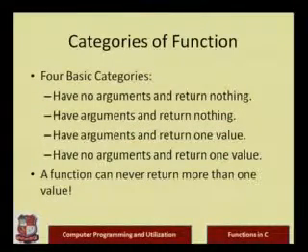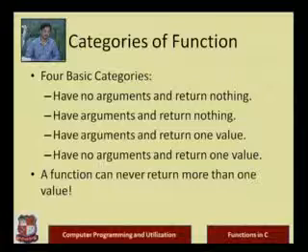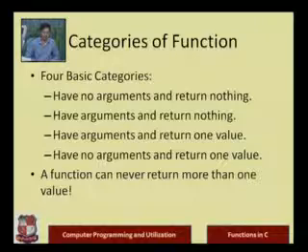Categories of the function. Generally, functions are divided into 4 basic categories. First is a function with no arguments and no return values. Function with arguments and no return values. Function with arguments and one return value. Function with no arguments and again one return value. These are the 4 basic categories of a function.